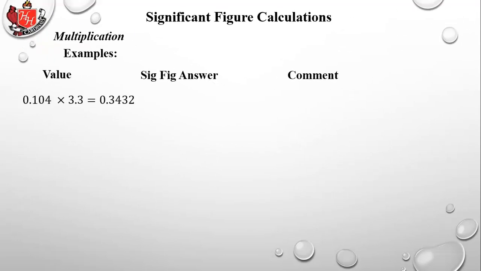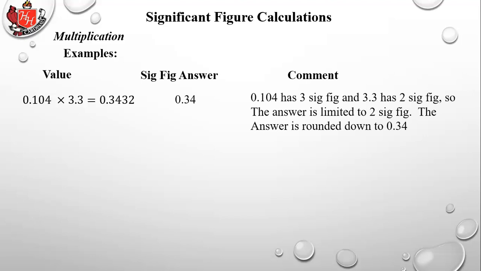Okay, these two numbers, what's the significant figure answer going to be of that calculator answer? Calculator answer is 0.3432. It's going to be 0.34. 0.104 has 3 significant figures, and 3.3 has 2 significant figures, so the answer is limited to 2 significant figures. The answer is rounded down to 0.34.